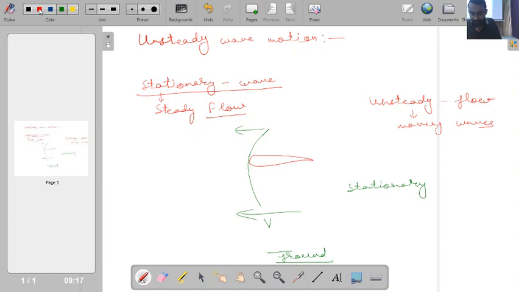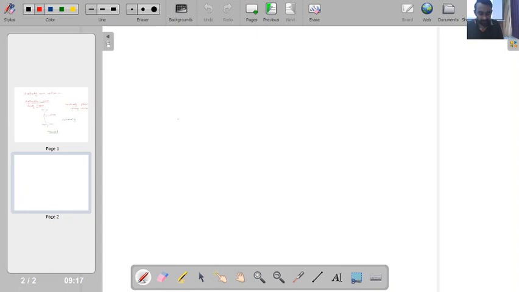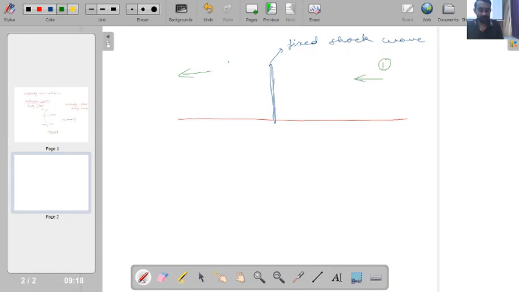So let's try to see one situation. I can have the first situation, whatever we have done earlier. We used to consider that we were having a fixed shock wave, and say the flow is from left to right. This is point number 1, this is point number 2. One is upstream of the shock wave, where say the velocity is v1, and this is downstream of the shock wave where the velocity is v2, and our shock wave is actually stationary.